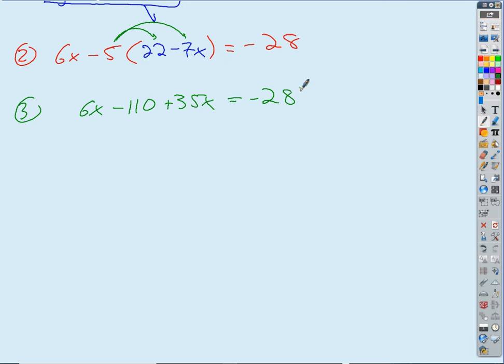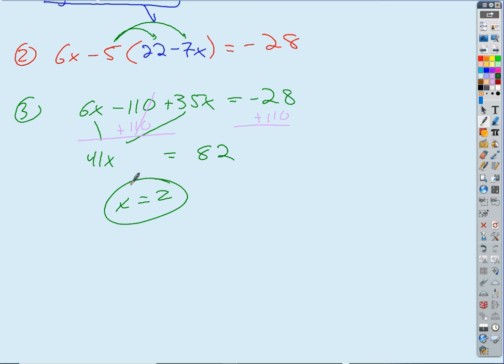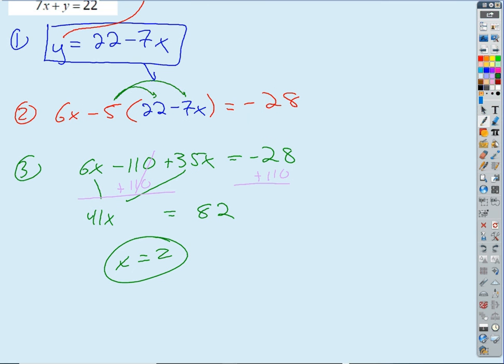At 110, okay. And while we're at it, what can I do with these two guys? Combine them, and that's going to give me what, 41x? And then how about if we add 110 to both sides, so those cancel. And I get 41x equals what, 82? Okay, last step. Divide by 41, and what's that going to give me? 2. Okay, I'm going to get x equals 2. Good, we're getting there. What's the last step? Plug it back in.